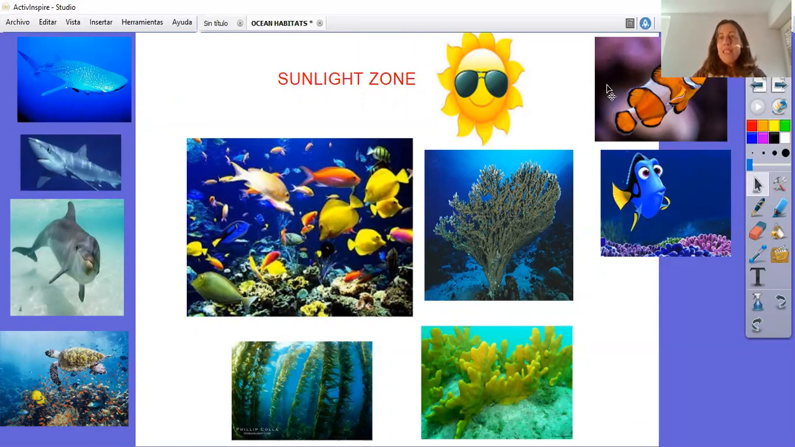We can find color fish. We can find Nemo and Doris. We can find whales, the blue whale, sharks, dolphins, sea turtles. In this zone, we can find animals and plants. We can find seaweed, corals, we can find the coral reef here. Everything is about light, everything is about color, plants, everything is very rich in colors, in type of animals, okay?